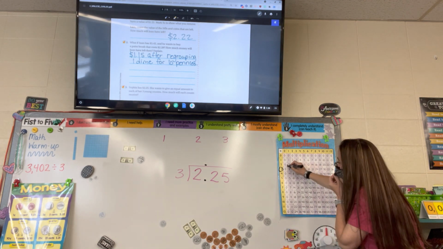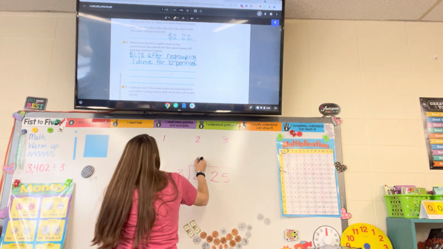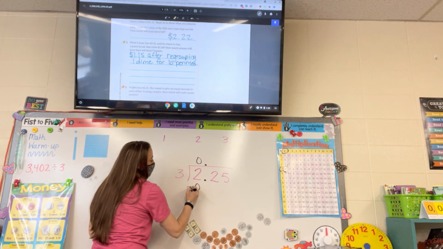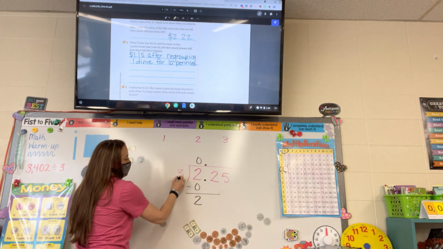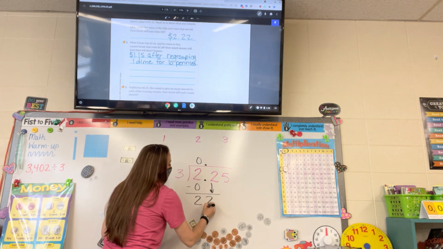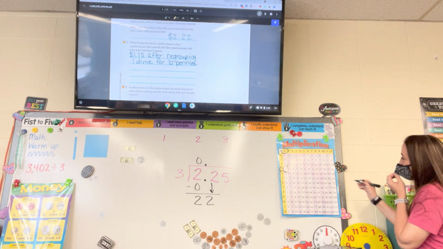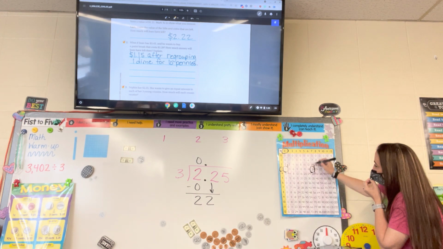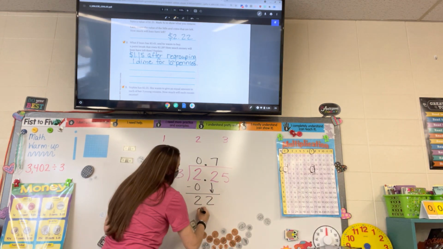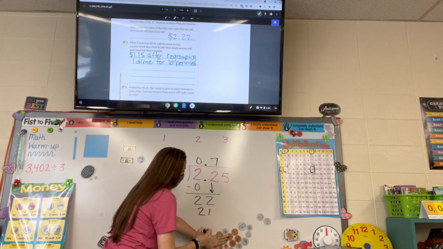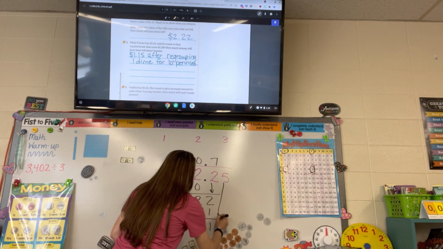2. 2 would be right here. Look to the left circle, go up circle. 0 on top, 0 under the 2. 2 minus 0 is 2. 2 is less than 3, so we can bring down the 2. Now we're going to the 3 row and looking for 22. Look to the left circle, go up circle. 7 on top, 21 underneath. 22 minus 21 is 1. 1 is less than 3, so I can bring down the 5.